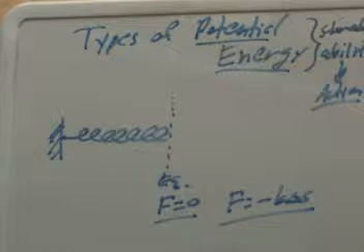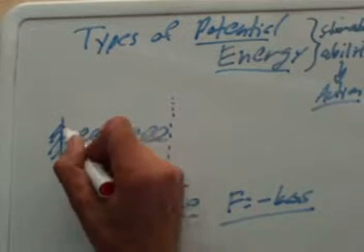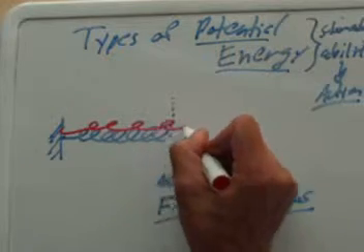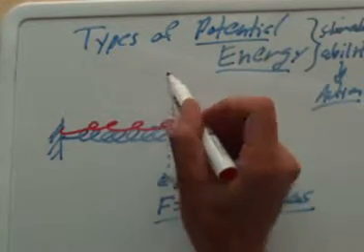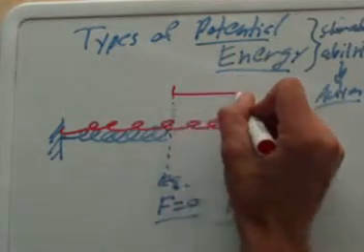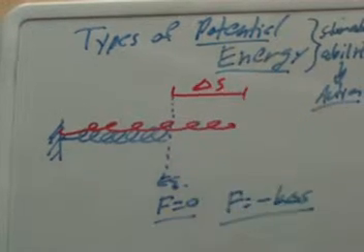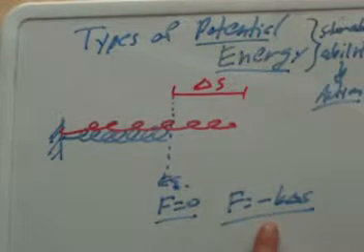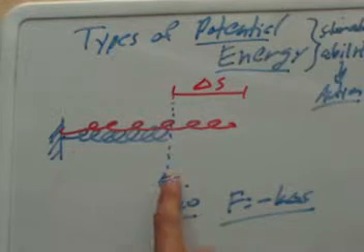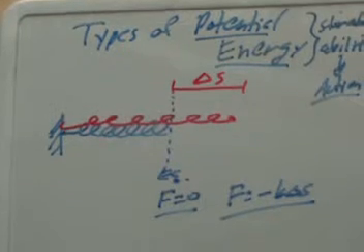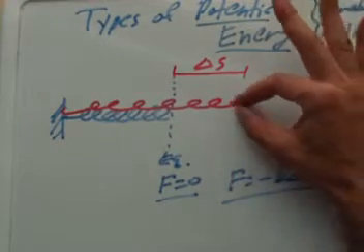But of course, suppose we took the spring and stretched it all the way out to this point right here. In other words, we displaced it from equilibrium by a distance delta s like that. Then of course the force is going to take over, because the spring wants to pull us back and restore itself to equilibrium.